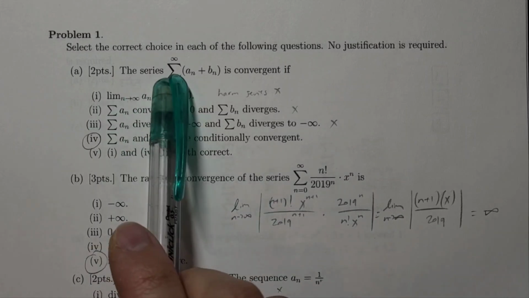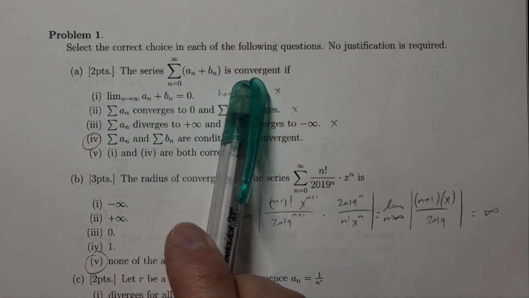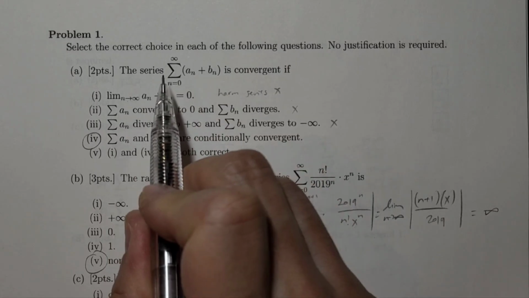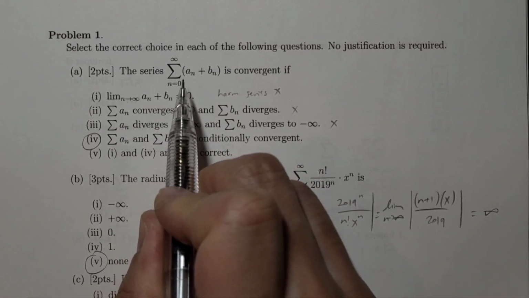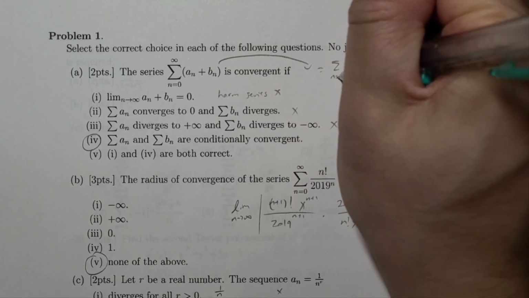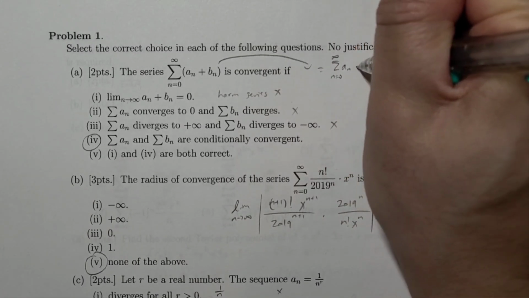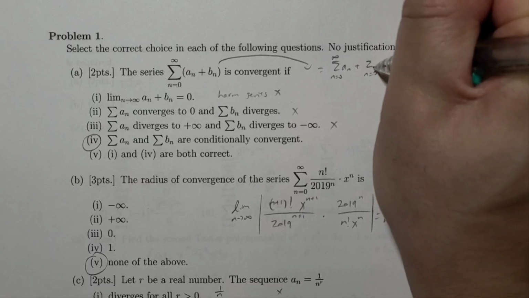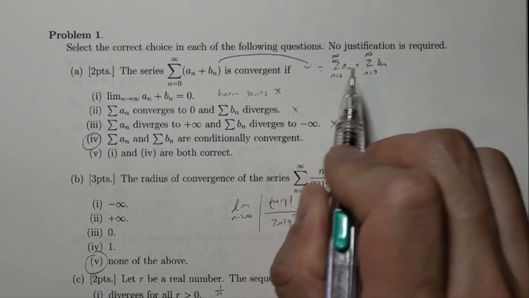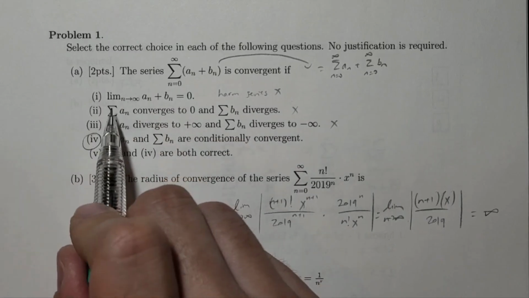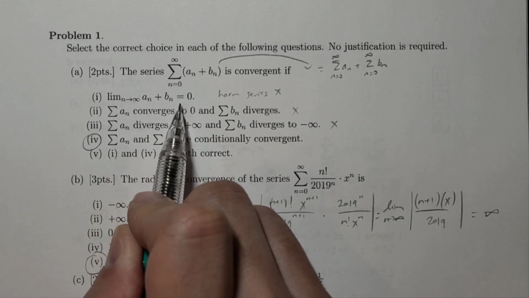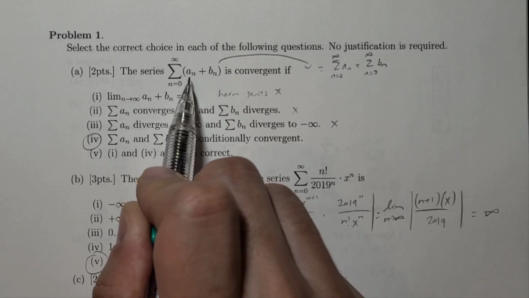All right. So this is asking, this series is convergent if which of these choices are true. So let's go through the multiple choice. First of all, we can break this up as the summation as n goes from 0 to infinity of a sub n, plus the summation as n goes from 0 to infinity of b sub n. So each individual one should converge as well. Okay, let's go through the choices. Limit as n goes to infinity of a sub n plus b sub n equals 0. If this is true, does that mean the series will converge?